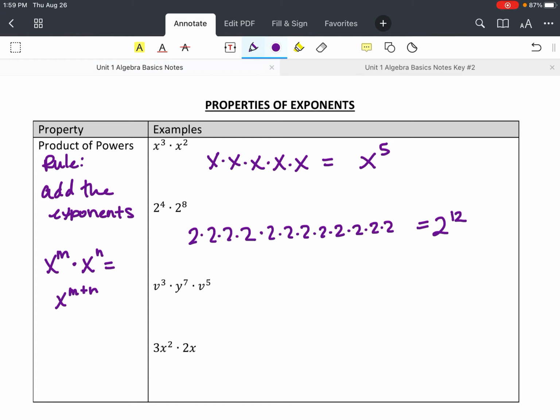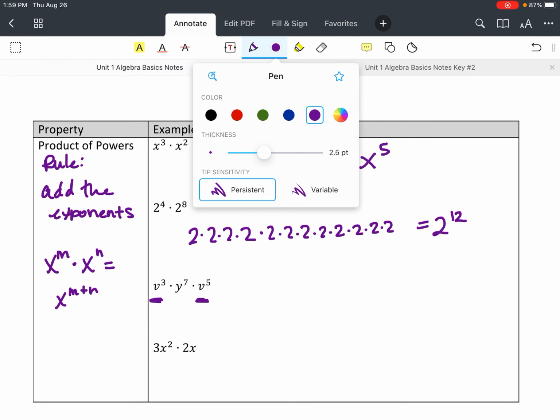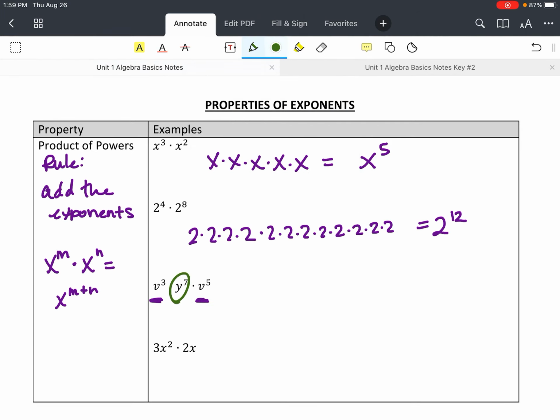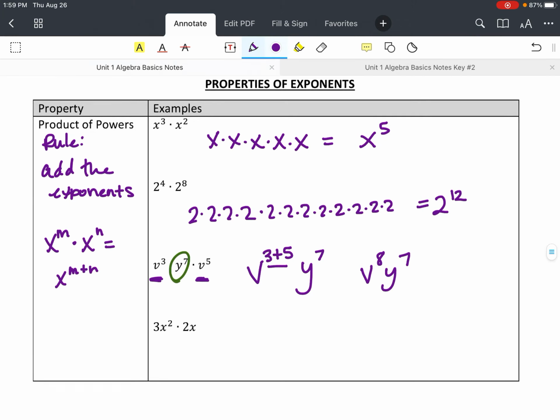So when we look at the next example, we have v's, but we also have a y. We want to make sure that we are adding exponents for only the same base. So this would be v to the 3rd plus 5, and then y to the 7th. Then we simplify by adding those exponents to get v to the 8th, y to the 7th.